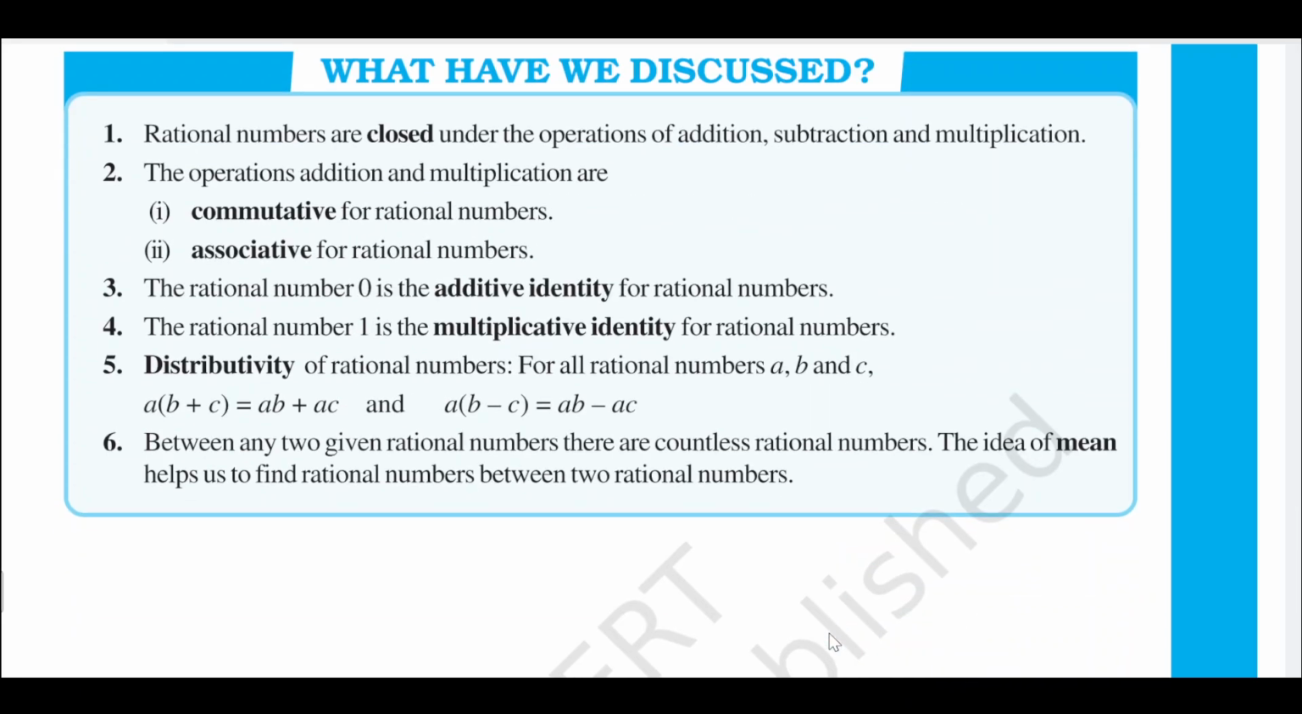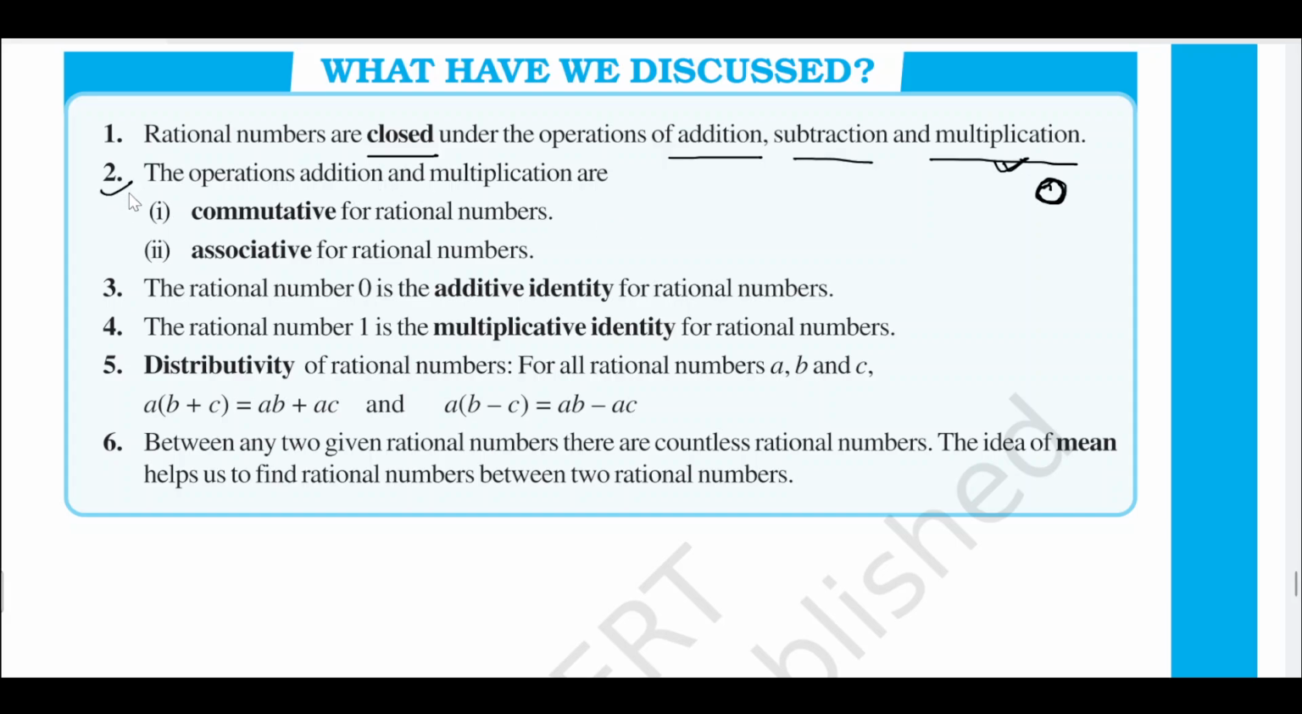So what we have discussed so far, just a summary. Rational numbers are closed under the operations of addition, subtraction, and multiplication. But division is not closed. The problem arises for zero. Anything divided by zero is undefined. Take out your calculator, either in mobile or physical, and divide any number by zero. Then see what result comes.